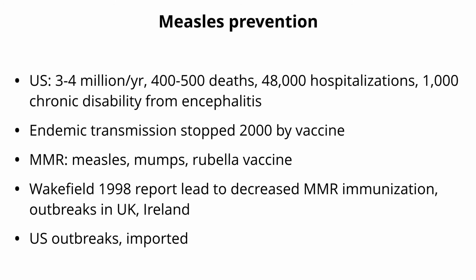Now, before the vaccine, we used to have 3 to 4 million cases of measles in the US, 400 to 500 deaths. I had measles as a kid. We didn't have a vaccine when I was growing up. 400 to 500 deaths, 48,000 hospitalizations, and then every year 1,000 kids would have chronic disability from having encephalitis, virus replicating in their brains. We stopped endemic transmission in the year 2000 by the vaccine. The vaccine is given as part of a trivalent preparation, measles, mumps, rubella vaccine, MMR.